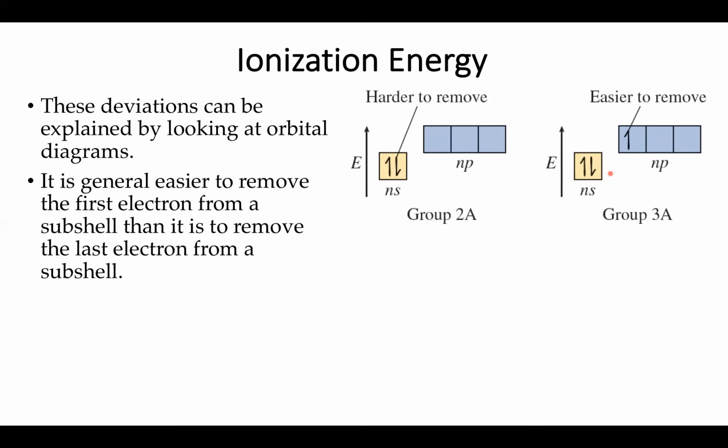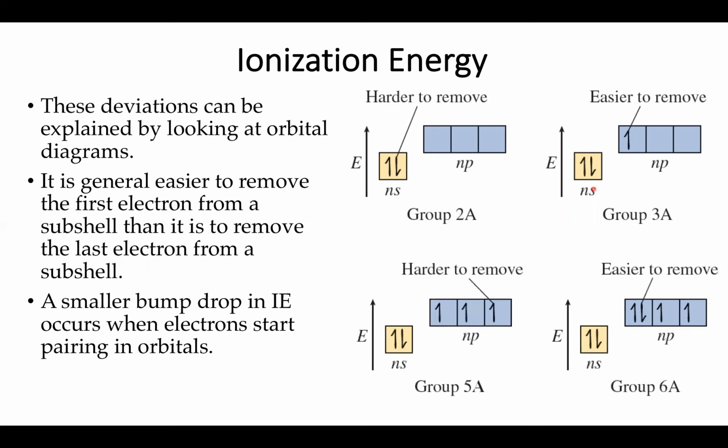We tend to see another slightly smaller increase as I go from group 5, so this is elements like nitrogen, to group 6, so this is elements like oxygen. Because what ends up happening is if I've got something like nitrogen, nitrogen's actually quite happy. All of its p electrons are pointed in the same direction. I've completely filled a half subshell. Very happy sort of system.